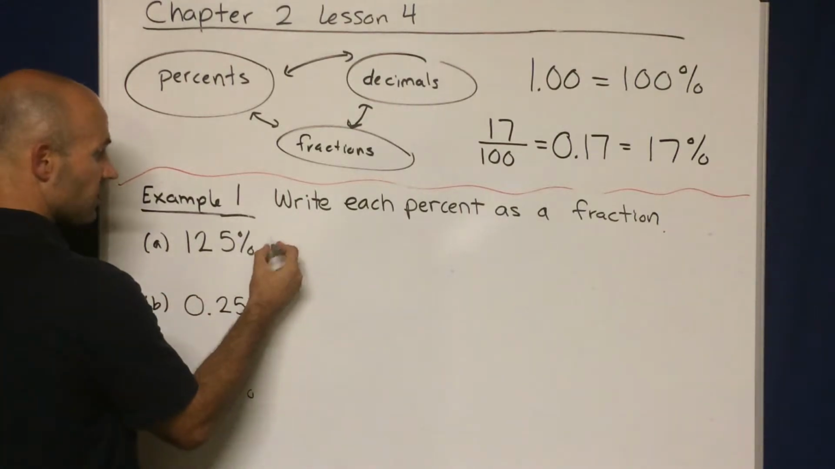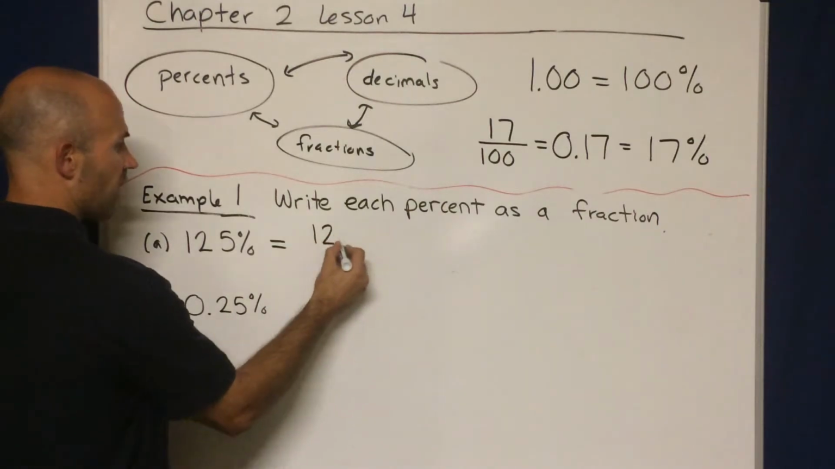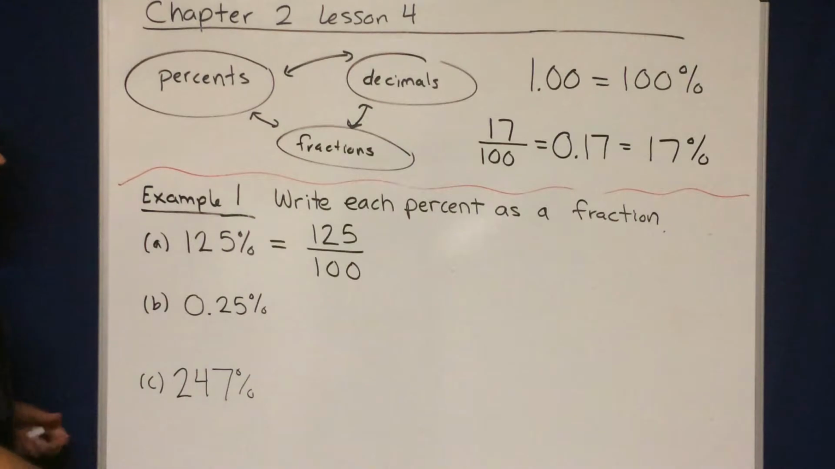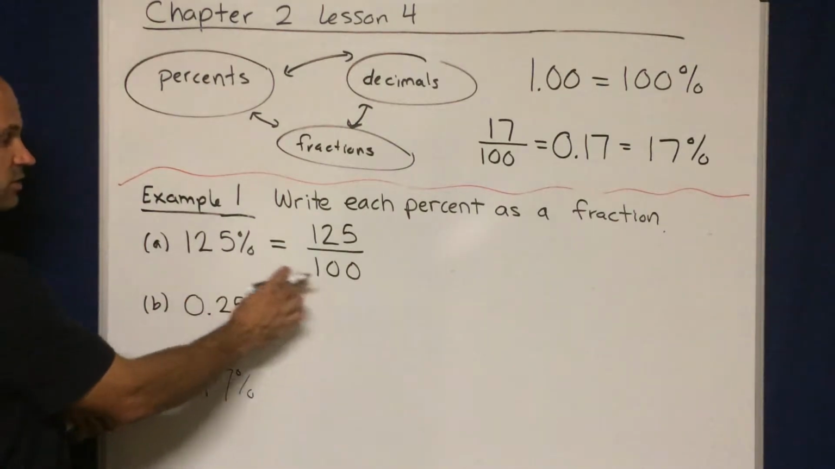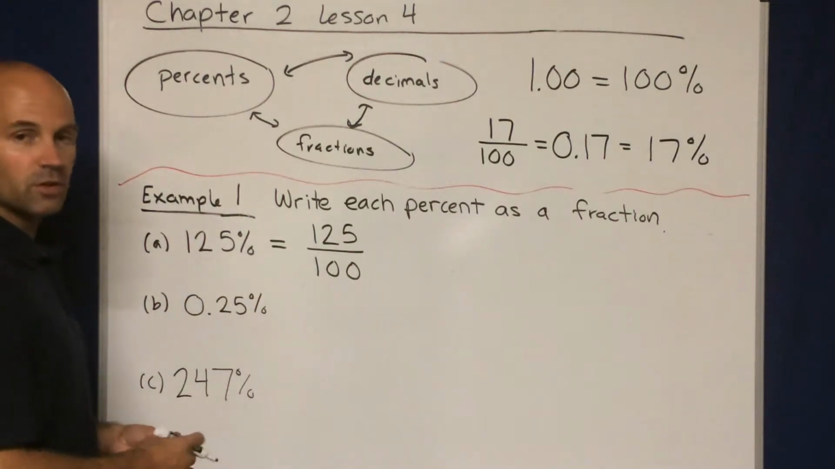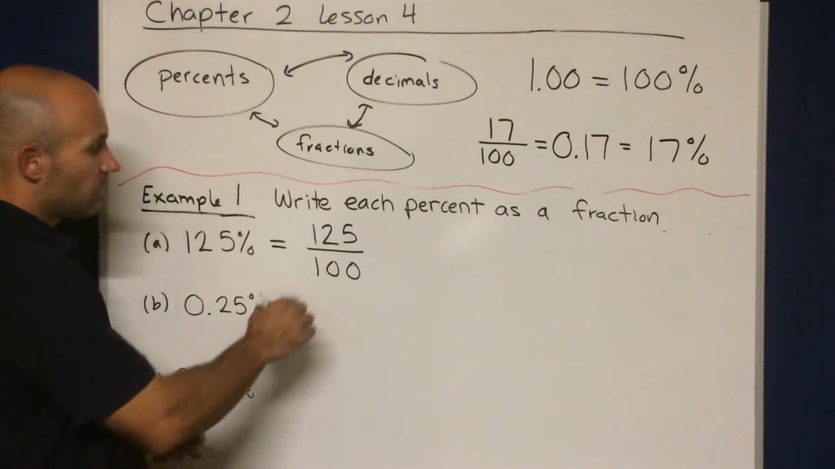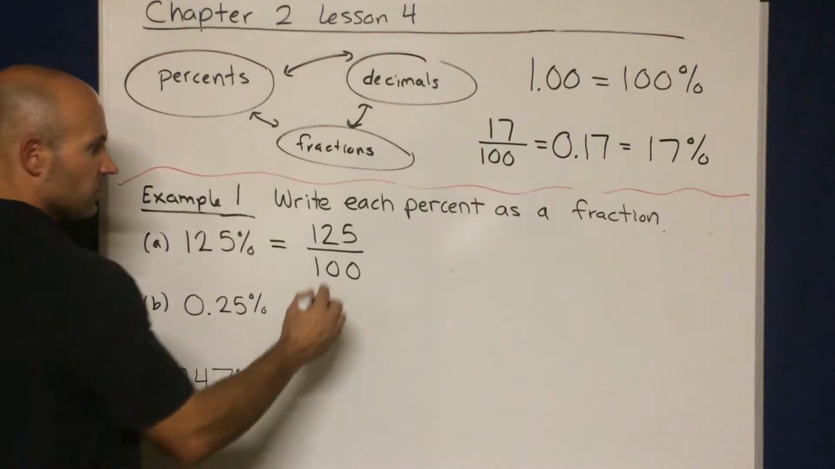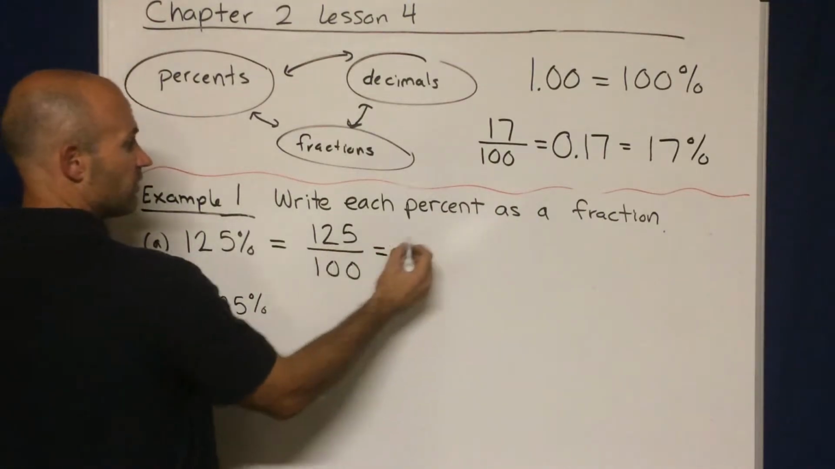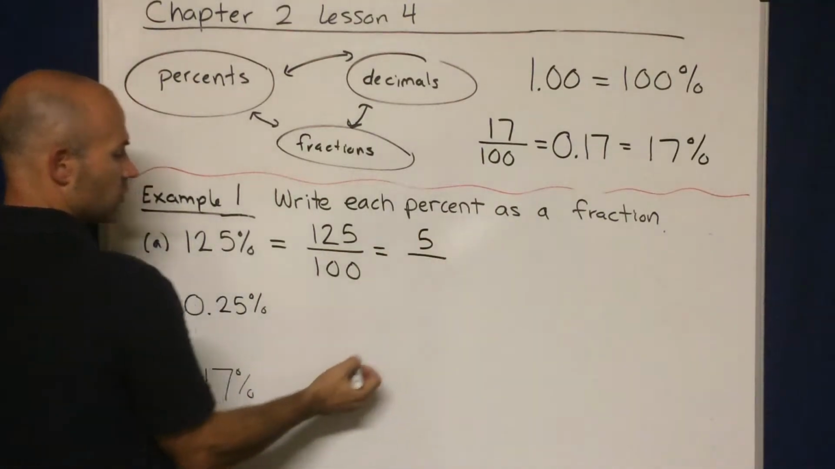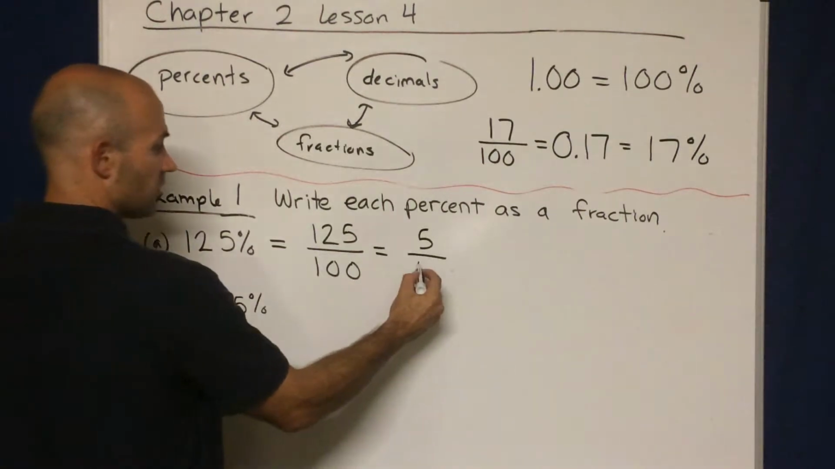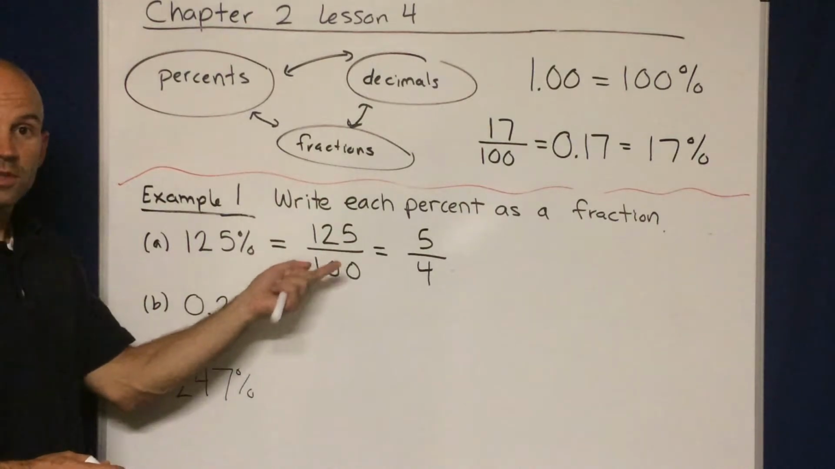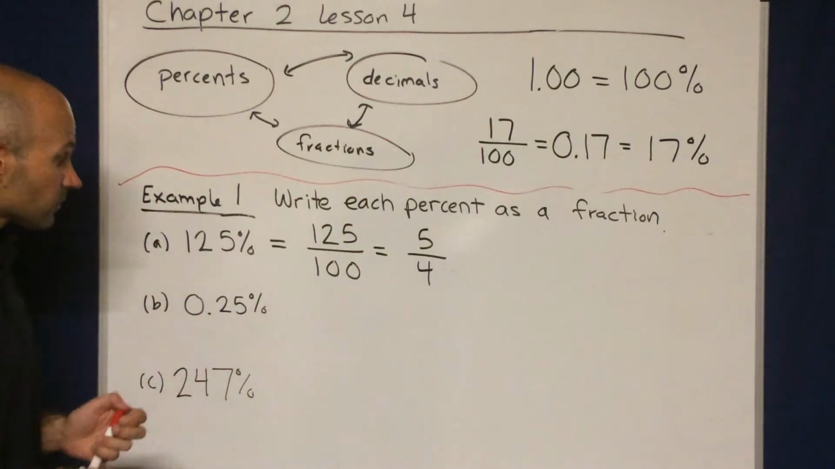125% as a fraction would just be 125 over 100. So I'm done with the conversion, percent to fraction, but now I need to reduce the fraction. The number 25 divides evenly into my numerator and denominator. 25 goes into 125 5 times. 25 goes into 100 4 times. And again, it's all right if it took you a little bit longer to do those computations, that's okay.